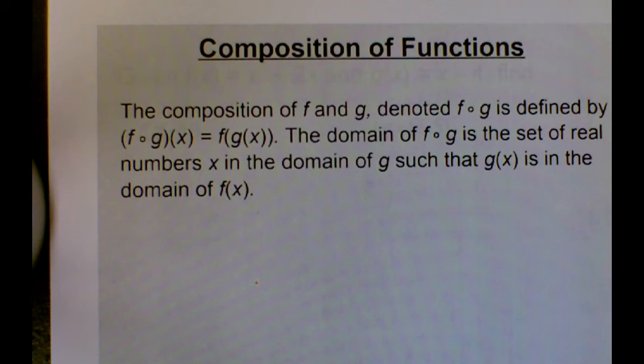Now we're going to talk about composition of functions. The composition of functions f and g is denoted with f, a little o, of g, and it's defined by f of g of x equals f of g of x. Basically, it means I take g of x and I plug it into f. The domain of f of g of x is the set of real numbers x in the domain of g such that g of x is in the domain of f. So we have to do a kind of thing within a thing here.